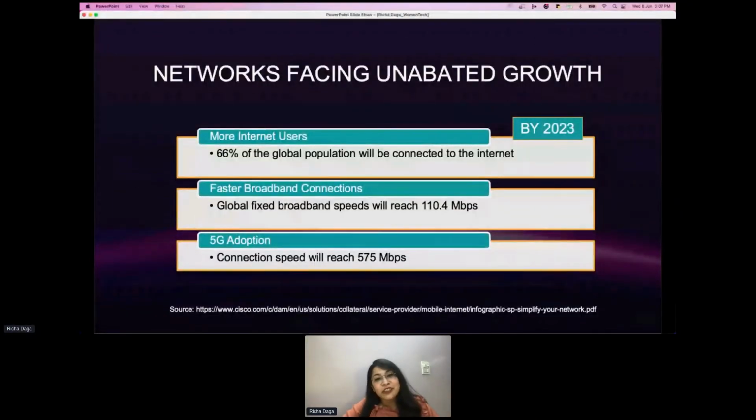By 2023, if you would imagine, 66% of the global population will be connected to the internet. So if so many of the users will be connected to the internet, you can imagine the amount of bandwidth that is required to support all of them. And global fixed broadband speed will reach 110.4 Mbps, and connection speed will reach 575 Mbps in 5G. So the networks are on the verge of facing unabated growth, and hence there comes the need of network modernization.